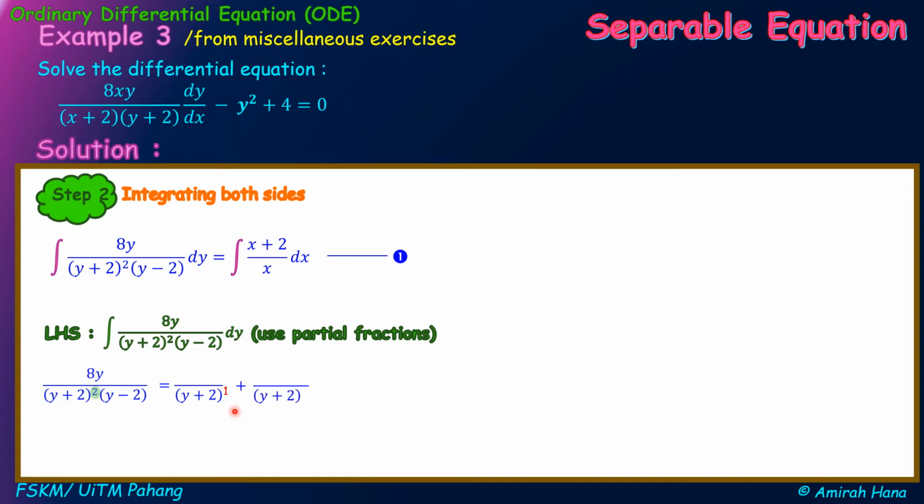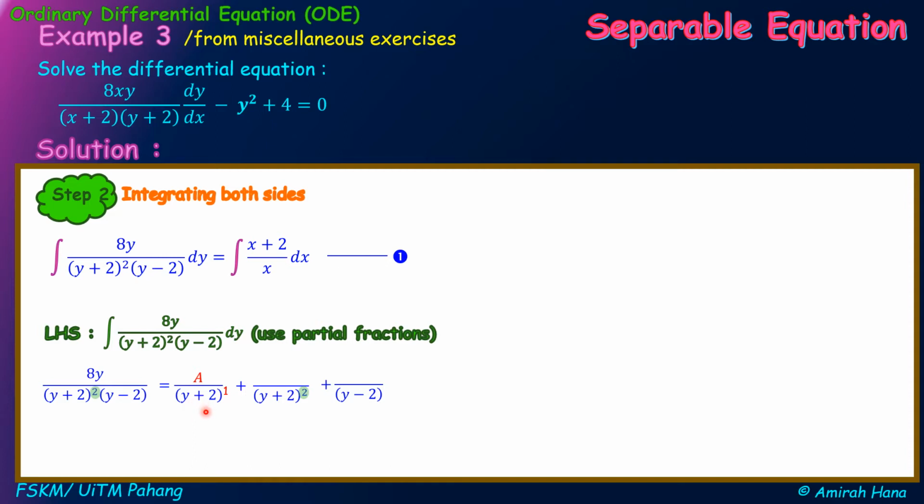Okay? And then followed by plus fraction with denominator y plus 2 squared. Okay, from the repeated linear factor here. Right? And then we have factor y minus 2. So we put plus fraction with denominator y minus 2.